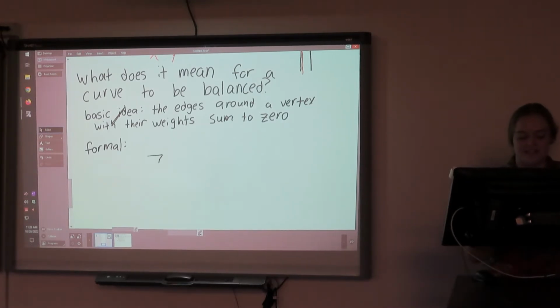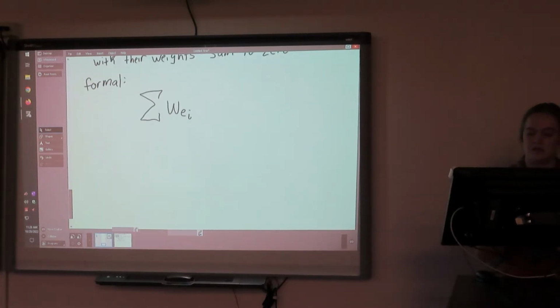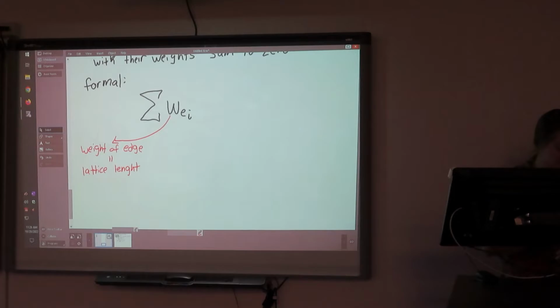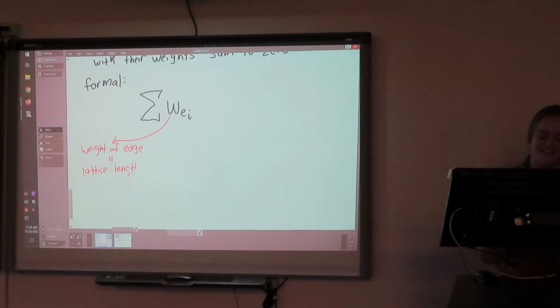So more formally, we need that the sum of the weights, which we're calling W of E_i, this is the weight of the edge, which is equal to the lattice length, which from our Newton subdivision, we get the lattice length from that.